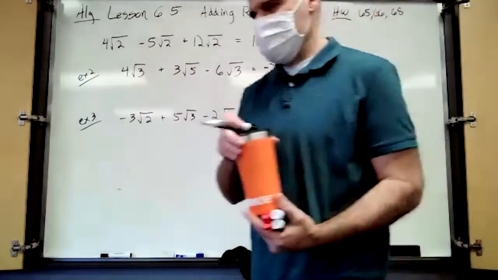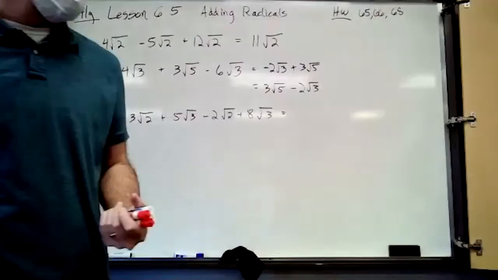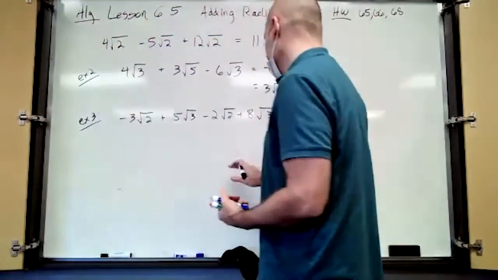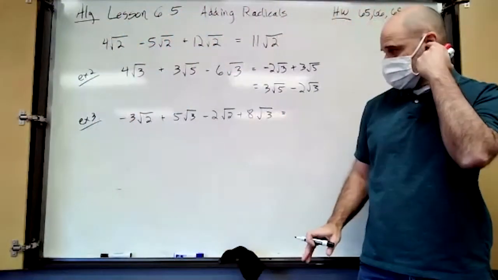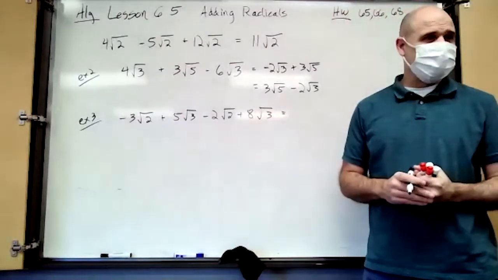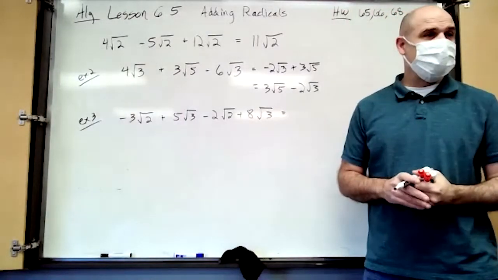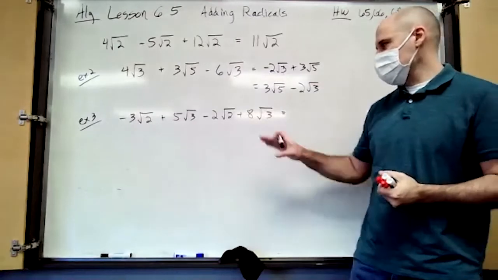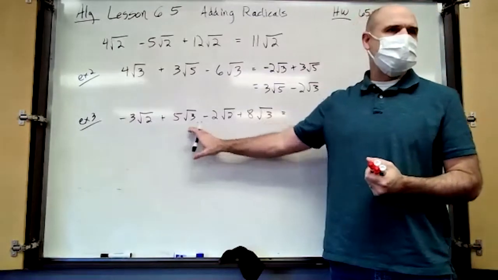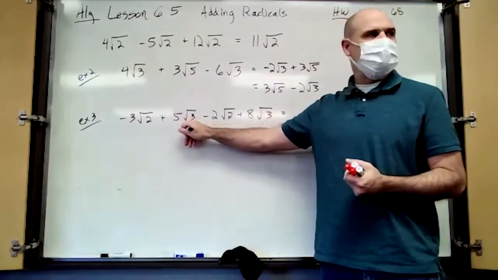Should I say it out loud? Sure. Okay, I got 8 radical 3. 8 radical 3. And then what? Oh, that's it. I thought you just kind of... Oh, okay. So you can only combine the radical 3's with other radical 3's. So anyone else got an answer?